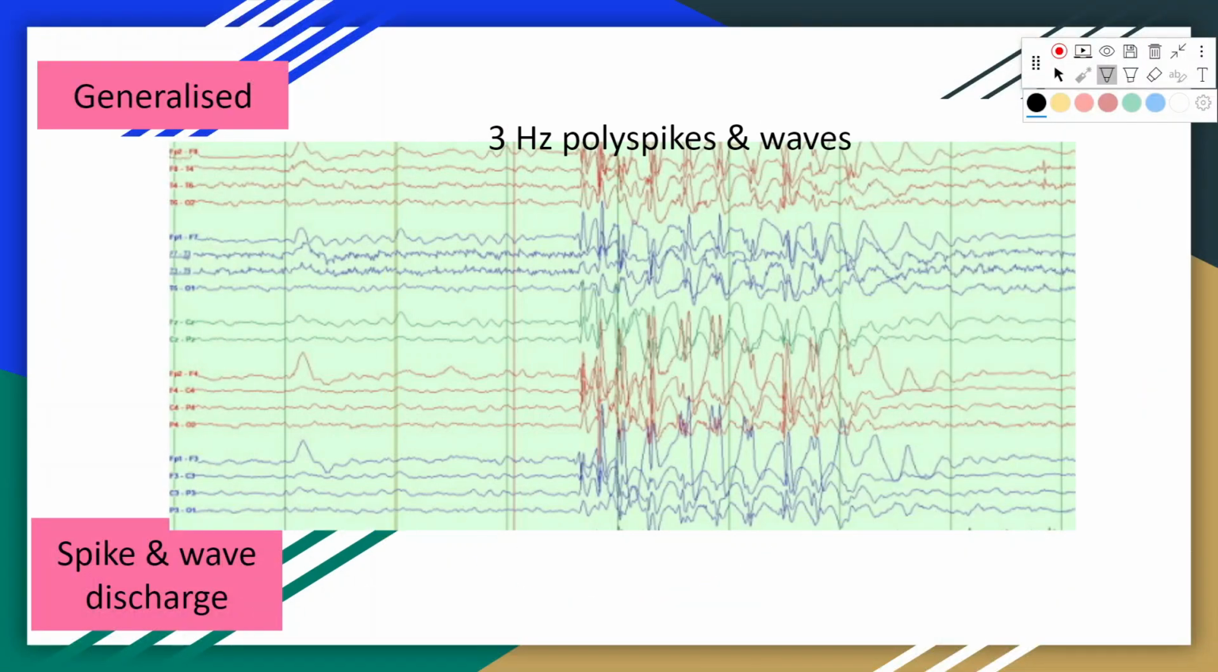So this is what it looks like. With each of these spikes, there can be a myoclonic jerk. And this is generalized over the entire EEG.